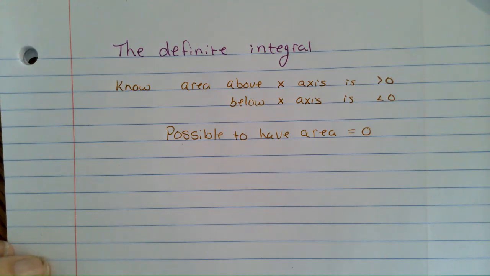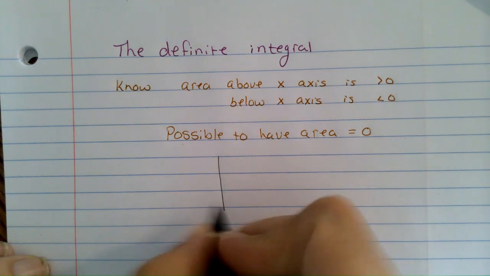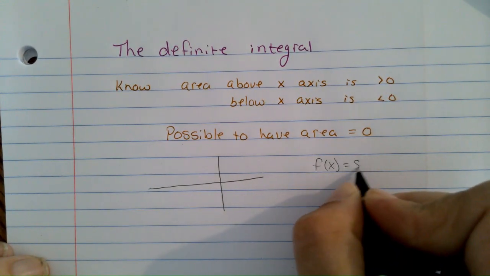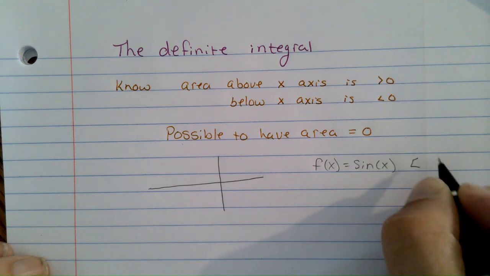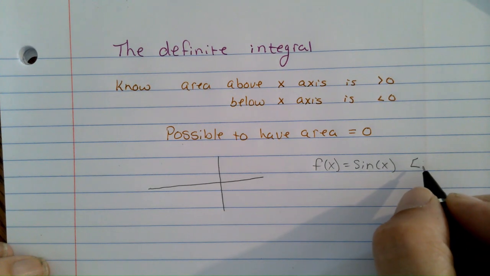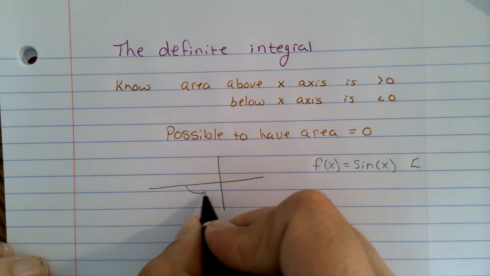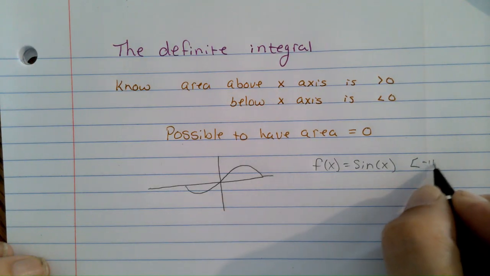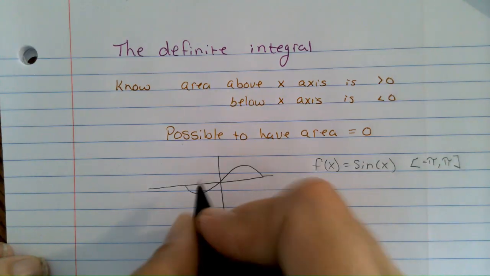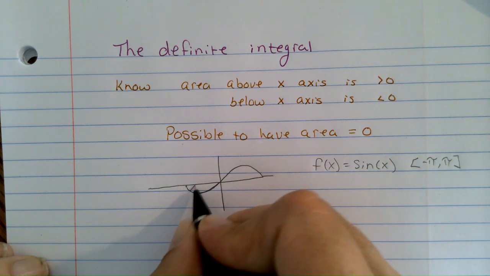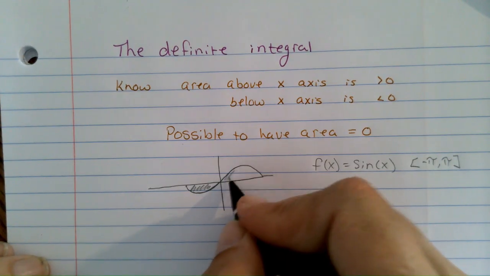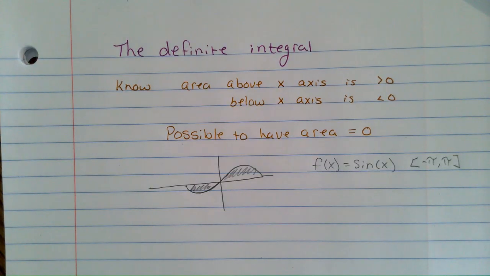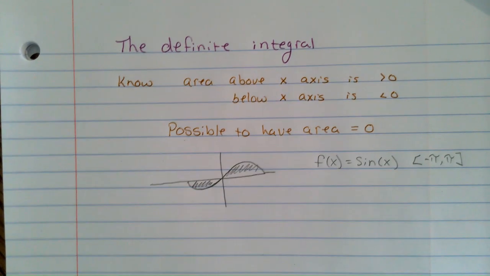Okay, let's look at really quick the graph of sine of x from, let's see, negative pi to pi. So that would be this part, and so this area is negative, this area is positive, but see how this area cancels out that area, especially because it's supposed to be symmetrical? So this would have a net area of 0.